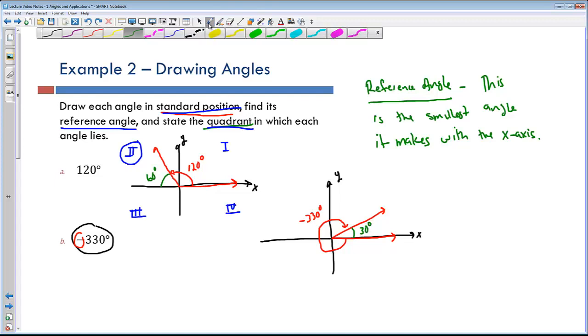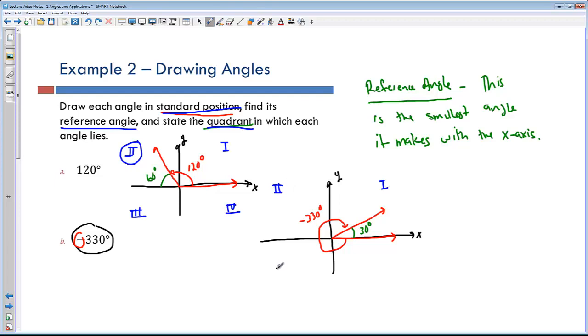And then finally, which quadrant is it in? Well, we'll just list the quadrants and we'll circle the one it's in. So there's quadrant 1, quadrant 2, quadrant 3, and finally quadrant 4, and it's in quadrant 1. And so that's how we draw angles when they're in degrees.